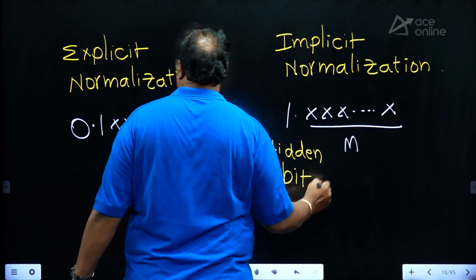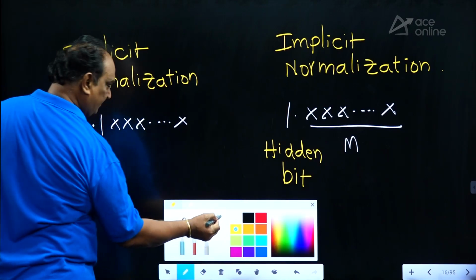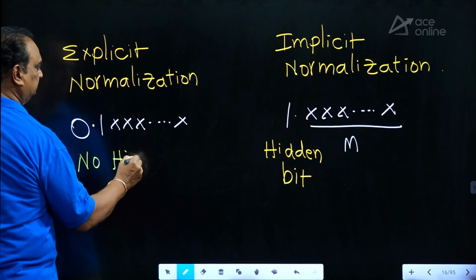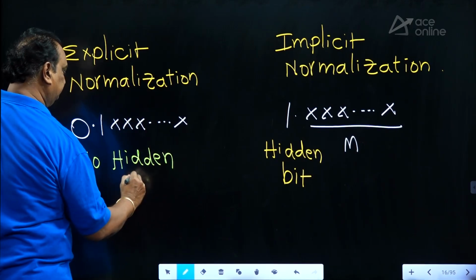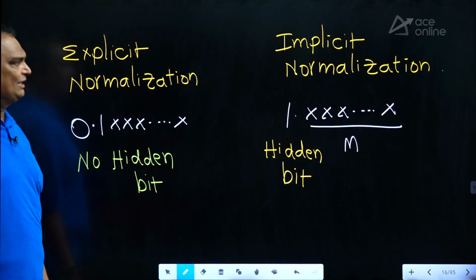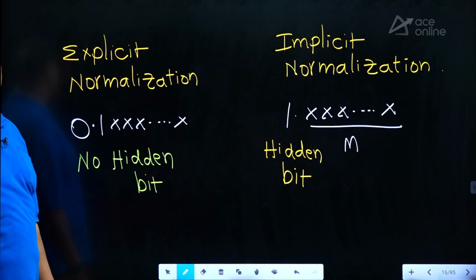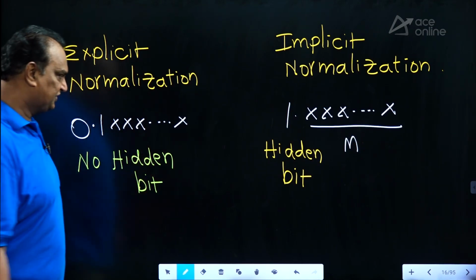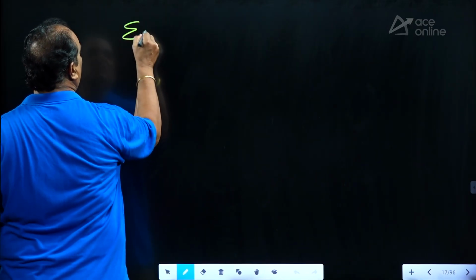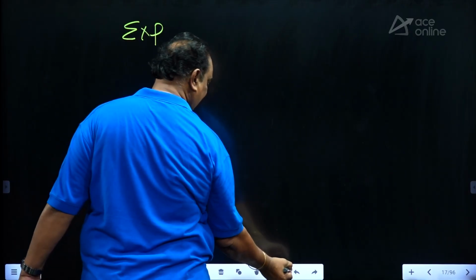So, a hidden bit is not needed for explicit normalization. In this, no hidden bit. A hidden bit is needed only for implicit normalization. IEEE standards use only implicit normalization. At the same time, what about expression values? Expression value means how to find the decimal value for the given expression.